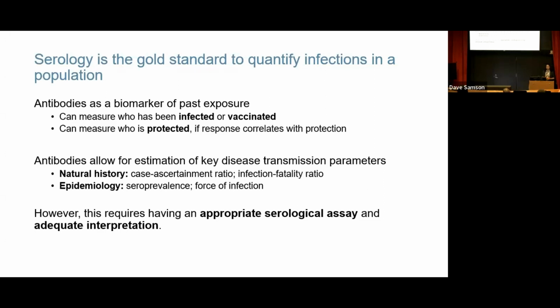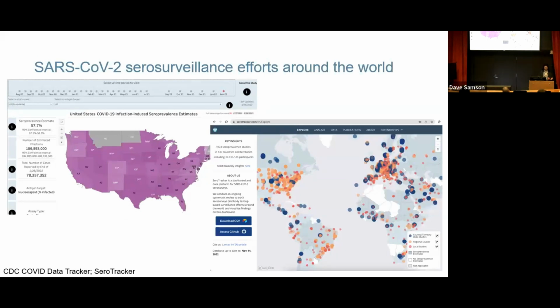But all of this is underpinned by having the right assay to answer your question and the ability to adequately interpret the results of your serological analysis. This highlights that during the SARS-CoV-2 pandemic, serosurveillance has really taken off around the world. Serosurveillance was done prior to COVID, but if you look at the numbers of serosurveys that have been conducted since the pandemic began, there are thousands of serosurveys that have been done for SARS-CoV-2, at both the domestic scale as well as the global scale. These are two resources that aggregate that information if you want to take a further look.